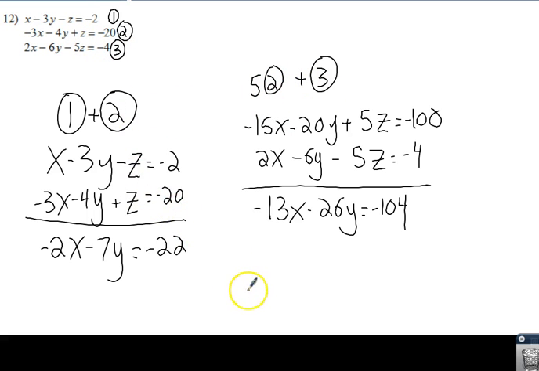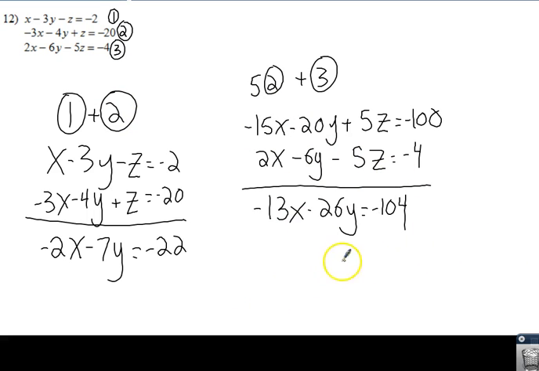Now, again, walk yourself through this slowly. 5 times negative 3, negative 15. 5 times negative 4, negative 20. 5 times 1, 5. 5 times negative 20, negative 100. And then add the third equation. 2x, negative 6y, negative 5z, negative 4. Now, I have these two equations.